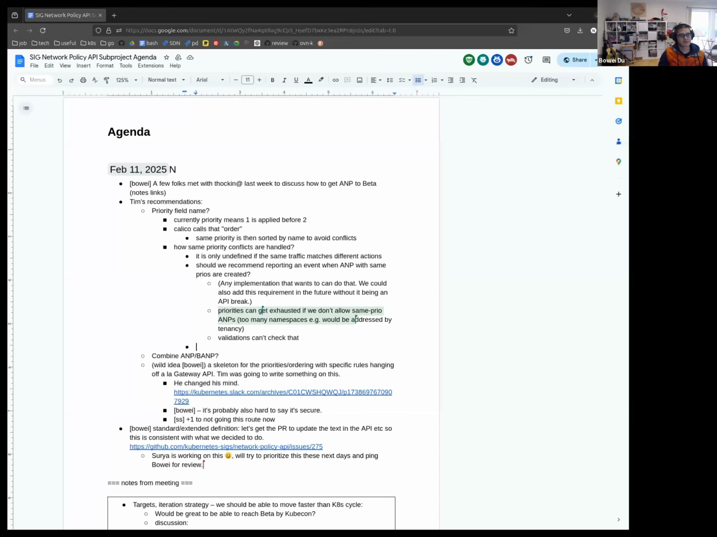Sorry, what's that? I don't think anybody has suggested that this is a good thing. It's just a thing that we cannot prevent due to validation, and so we want the system to not completely blow up in that case. But everybody agrees you should have unique priorities for every policy. The API documentation even says that.